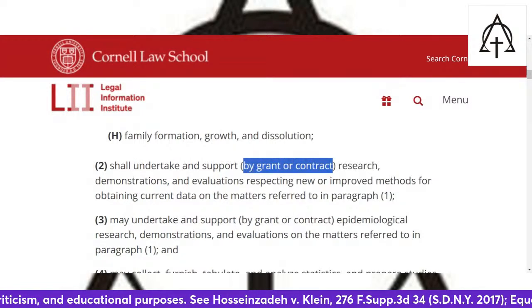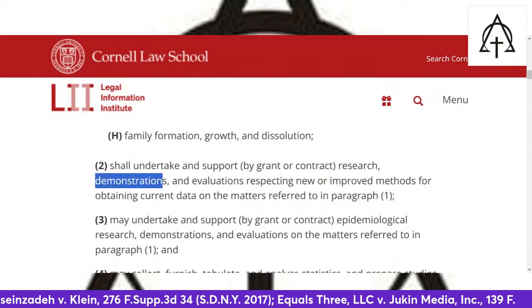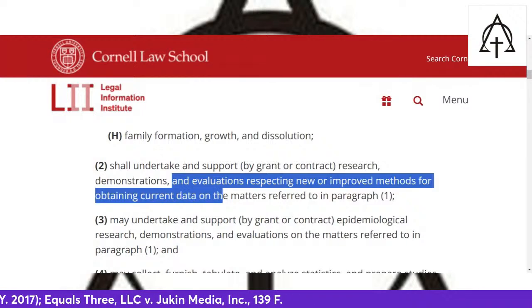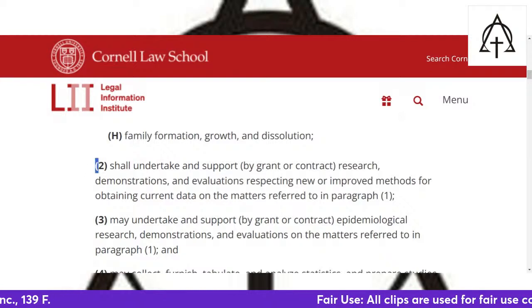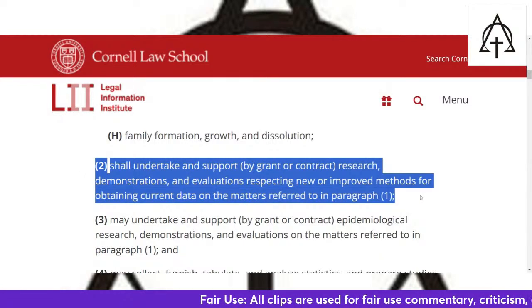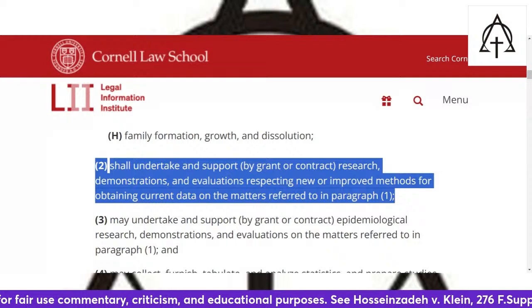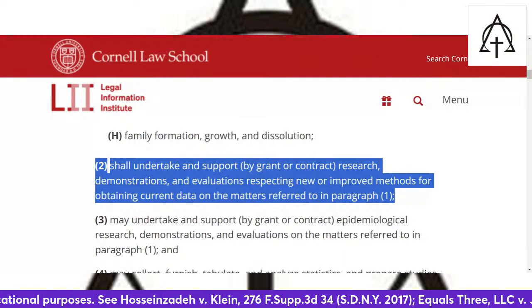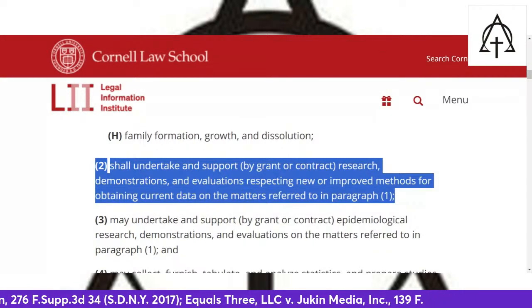Again, those terms and conditions are what you need to learn in those different situations. Research, demonstrations, and evaluations respecting new or improved methods for obtaining current data on the matters referred to in paragraph 1. This is why it's so important to understand the communications and how to hold them with your public officials, and the importance of them maintaining those communications with you, and not just saying, well, I don't know, I'm just doing my job. Again, as we saw earlier, one of the main duties of their job is to hold themselves accountable. And that's the last thing they'll do.